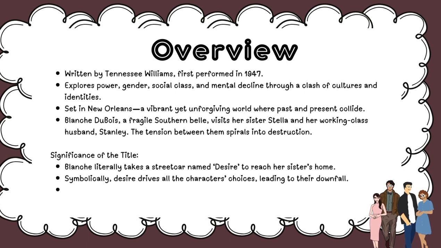We're going to start with the overview. This play was written by Tennessee Williams, first performed in 1947. It explores power, gender, social class, and mental decline through a clash of cultures and identities. It's set in New Orleans, a vibrant yet unforgiving world where past and present collide. Blanche Dubois, a fragile Southern belle, visits her sister Stella and her working-class husband Stanley. The tension between them spirals into destruction.